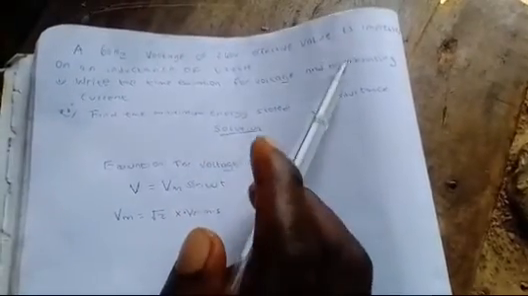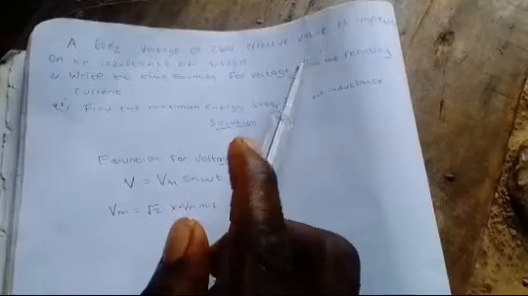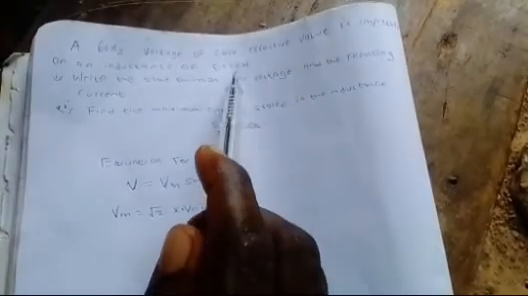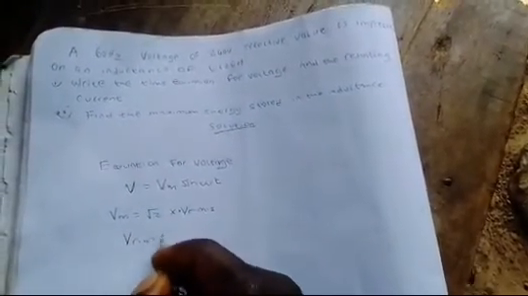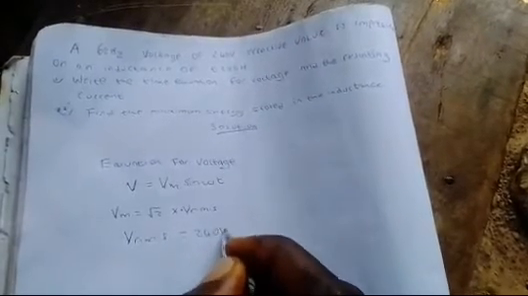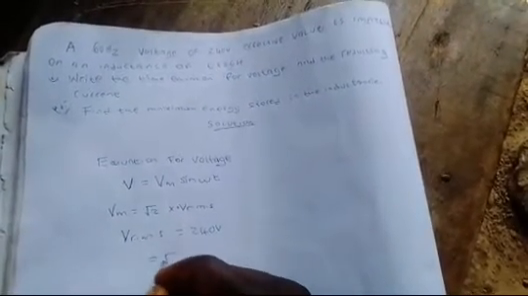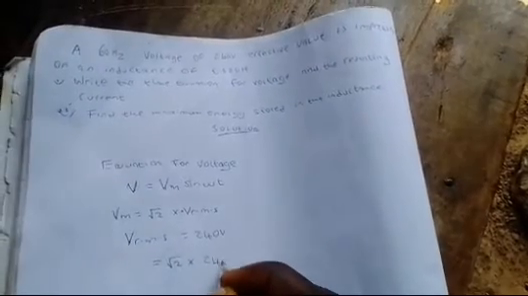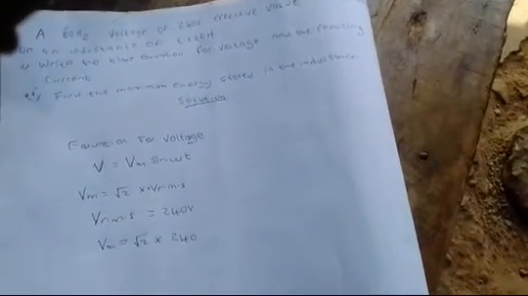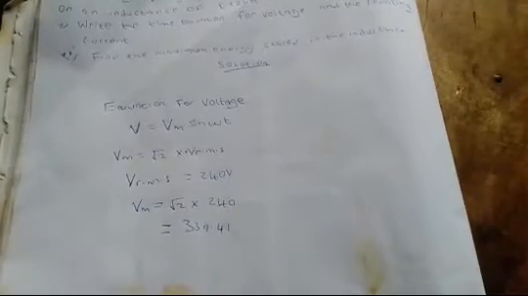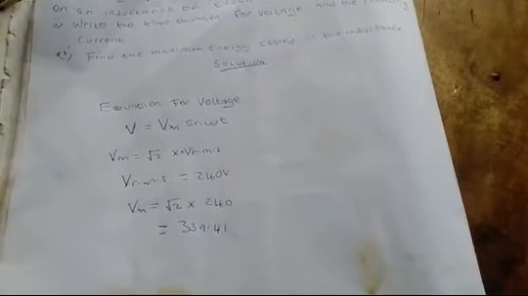So what's the voltage? It's 240 volts. So our V root mean square voltage is 240 volts. So now I get root 2 times 240 to be my maximum voltage. So Vm, we multiply root 2 times 240, we have 339.41.